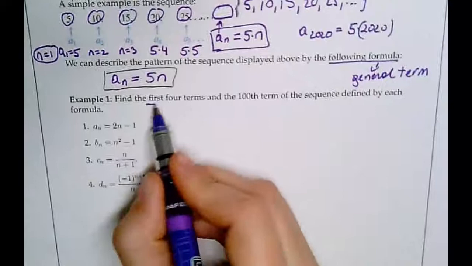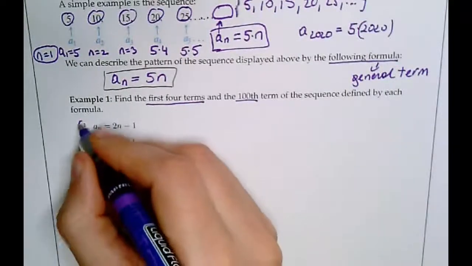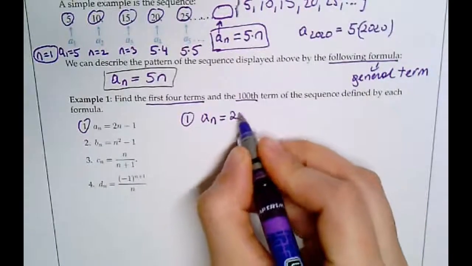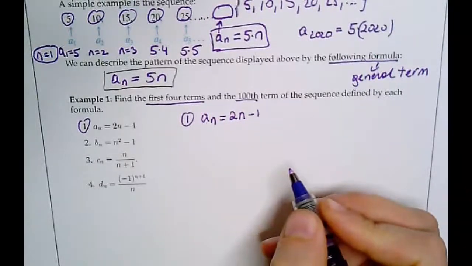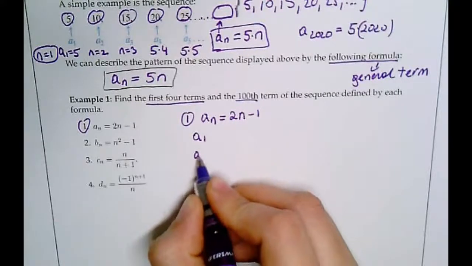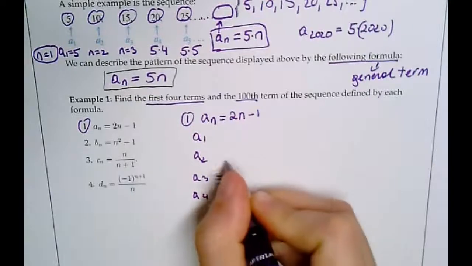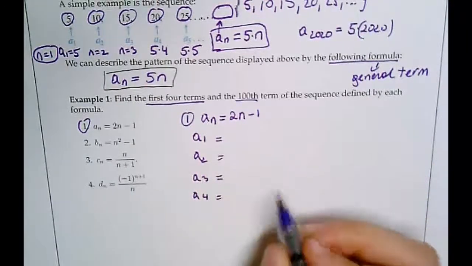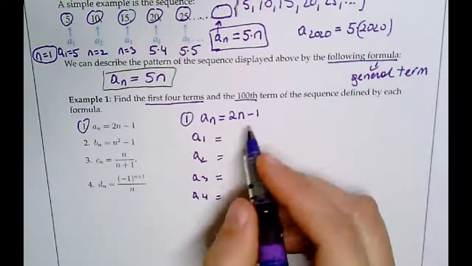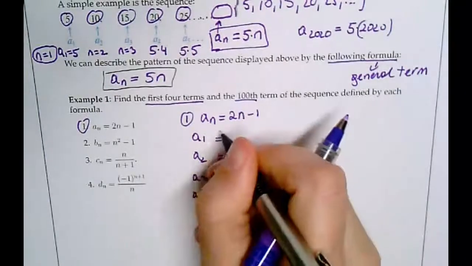Find the first 4 terms and the 100th term of the sequences defined by each of the formulas. For number 1, the general term is described by the formula an equals 2 times n minus 1. To find the first 4 terms, it means to find A1, A2, A3, and then A4, and then find A100 by plugging in n equals 100.